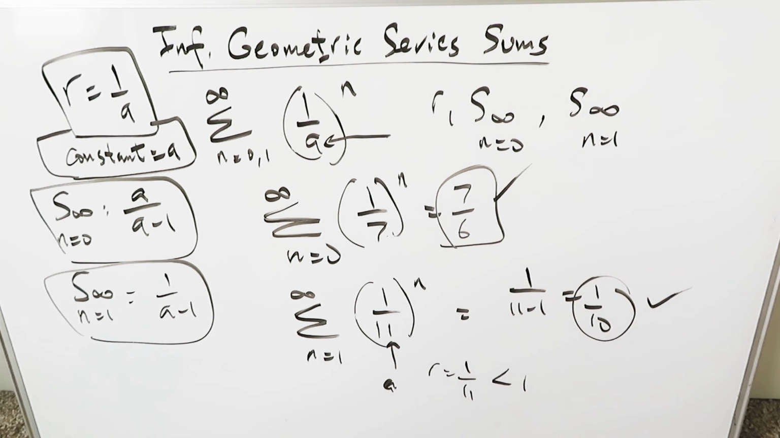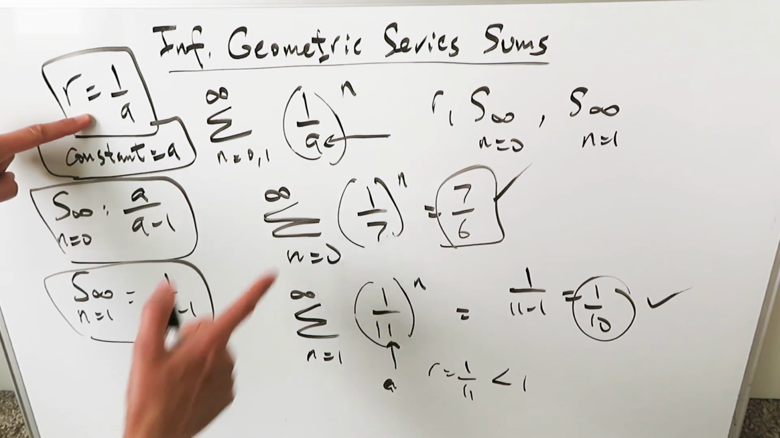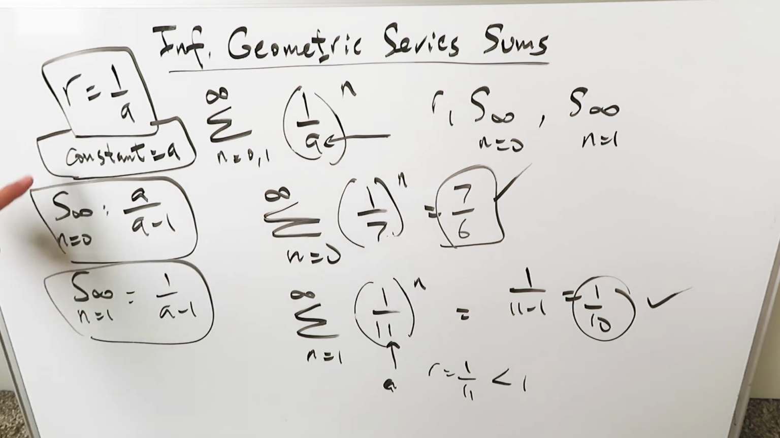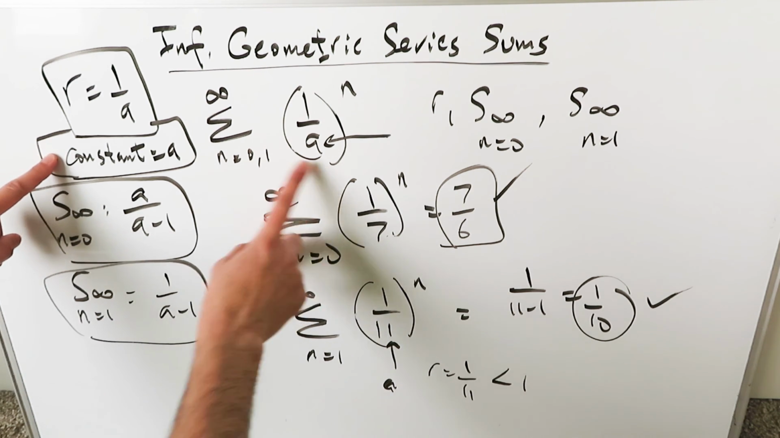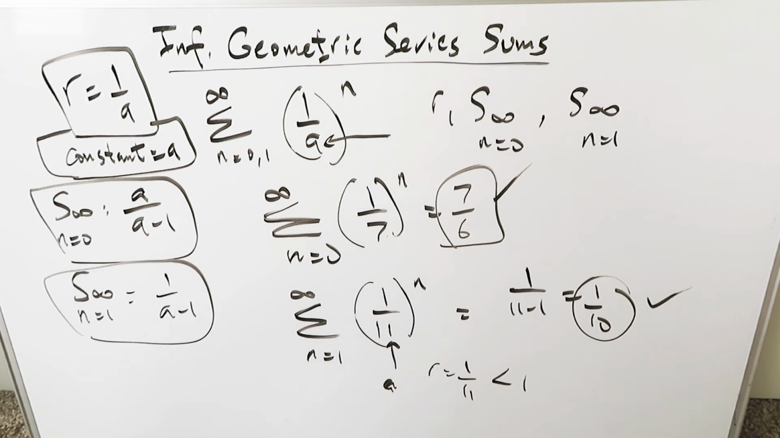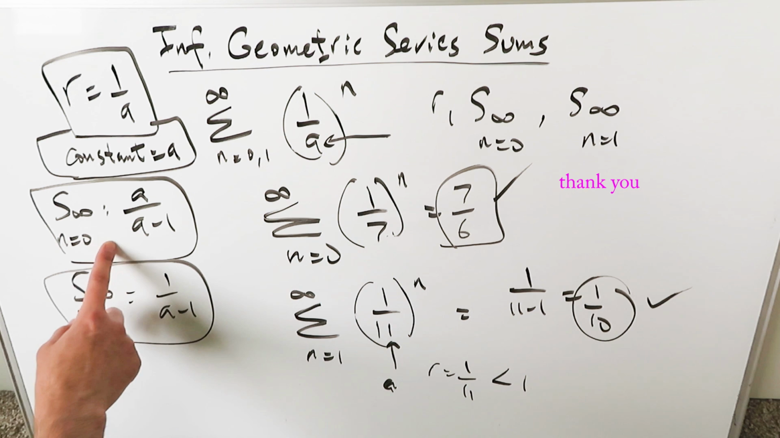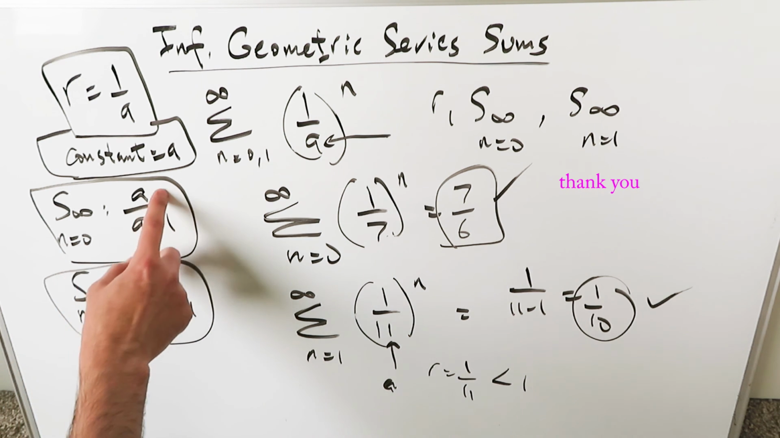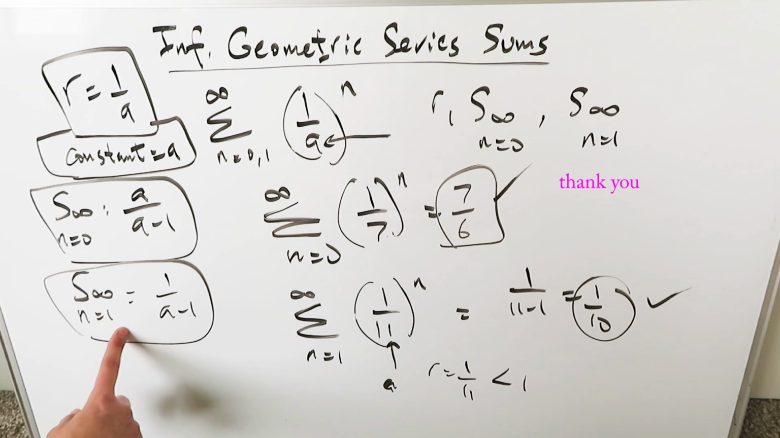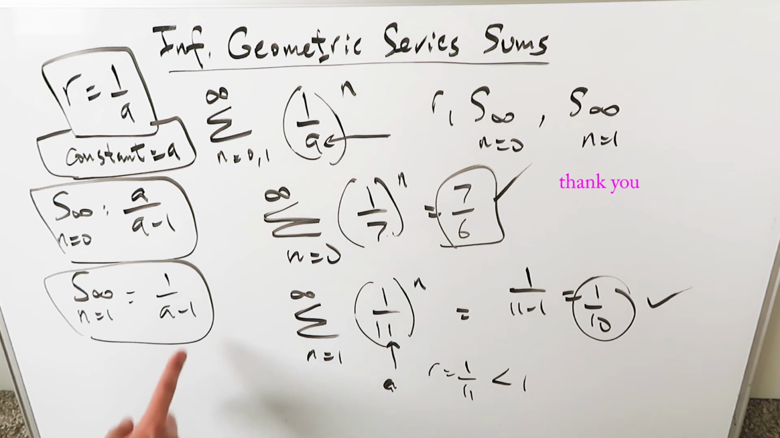So that brings us to the end of this video. Your three shortcut formulas are this. Common ratio is always what you see here in the parentheses, 1 over a, and the a value that you see right here represents the constant which will come here in the formulas. The sum of infinite geometric series where n equals 0 is the starting value is always a divided by a minus 1. Where n is equal to 1, the sum of that series is 1 over a minus 1, and it's as simple as that.